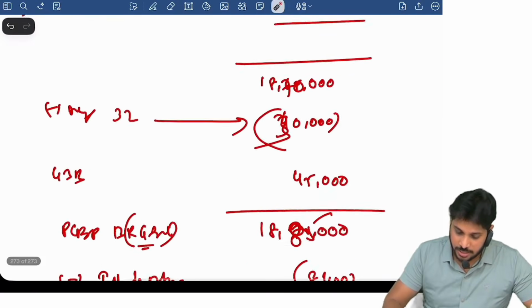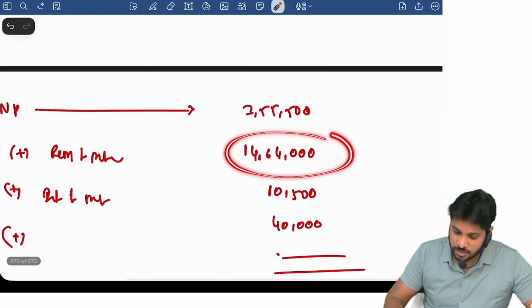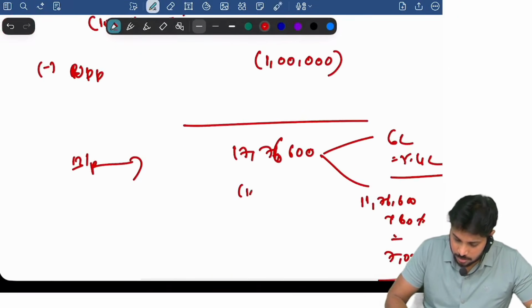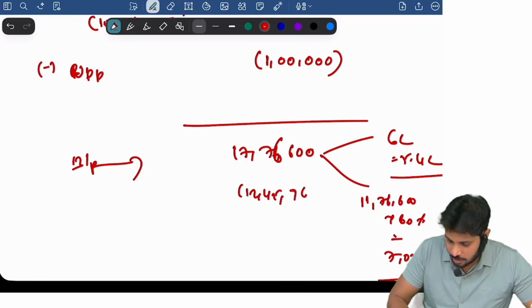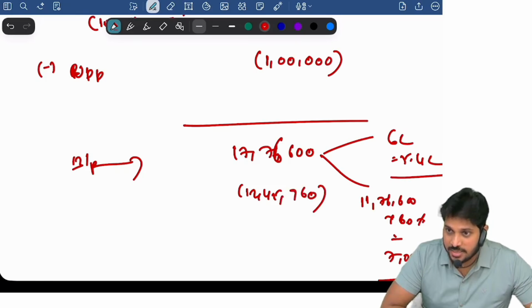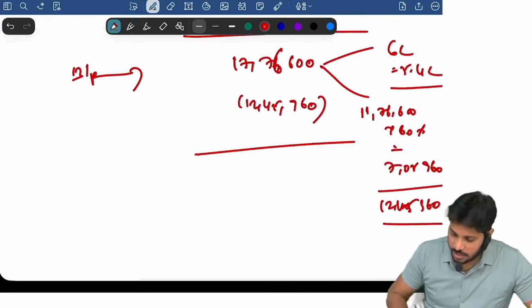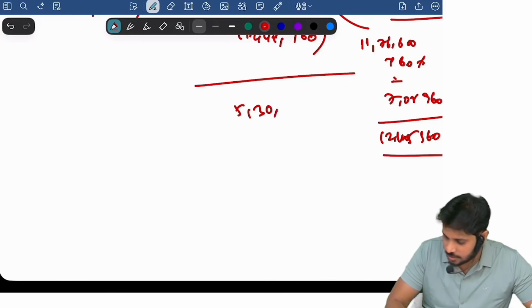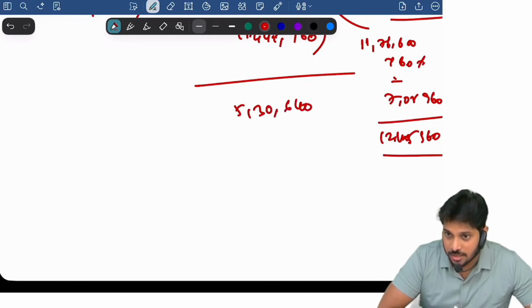But if you see, the actual remuneration paid is 14 lakh 64. You get deduction only how much? 12 lakh 45,960. Only this much you will get deduction. Am I right? Now, what is the balance income? 17 lakh 76,600 minus 12 lakh 45,960 is equal to balance income 5 lakh 30,640. Wait, this is balance income.